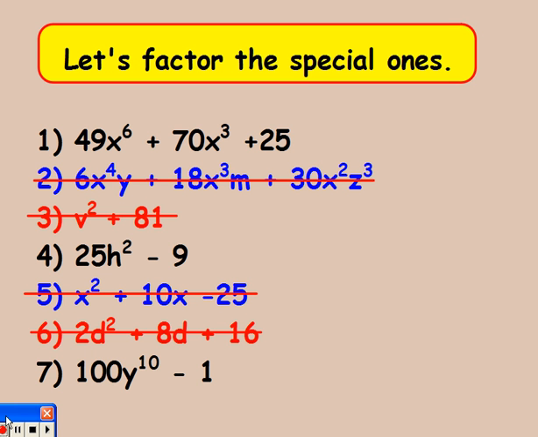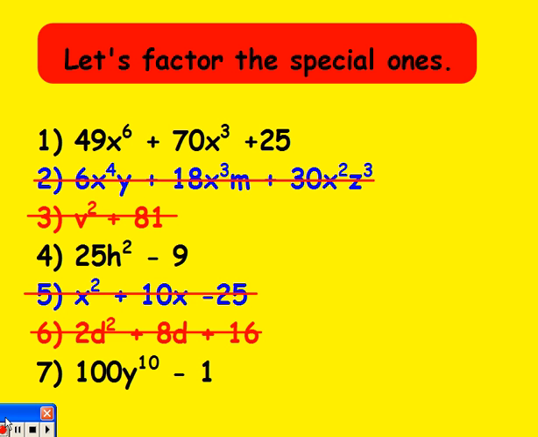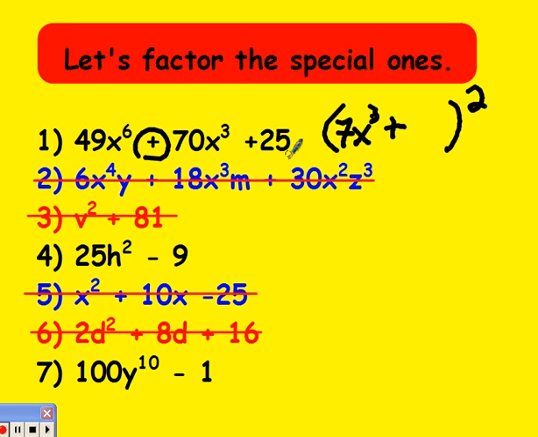So now let's try to factor these three special ones. Press pause and come back when you're ready. Number 1, we would determine that it was a perfect square trinomial. So I'm now going to get a binomial squared. And I'm going to have a plus sign right here. What am I squaring here? 7x to the 3rd. What am I squaring here? 5. I'm done. It's that easy.